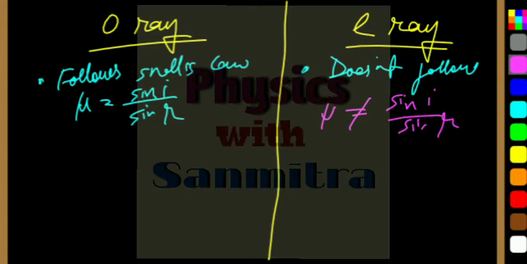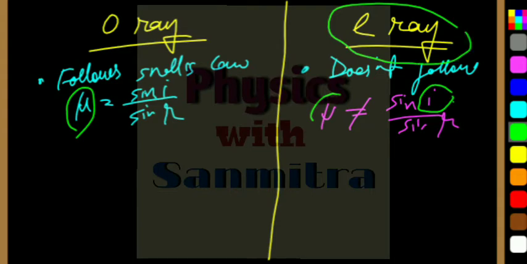Actually, this mu is not constant. It varies with sine I. Mu should be constant. It should not vary with I or R. It depends on the material, but here it varies with I. That is why when we are rotating it around the vertical axis, the position of the E ray image was actually changing, but the O ray was constant, since we are rotating it around the vertical axis, not horizontal.